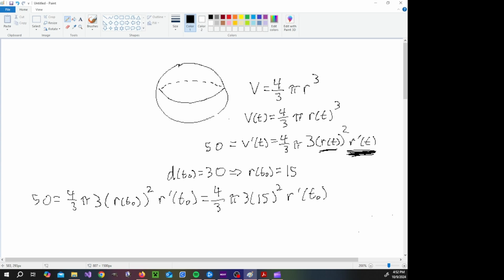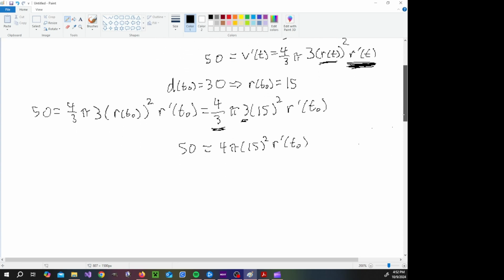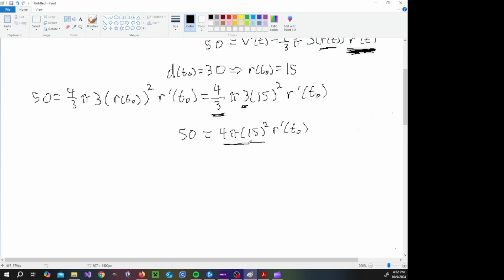Okay, so we're going to divide by 3, right, thanks to this part of the fraction, and then multiply by 3, so those are going to cancel. So we have 4 pi 15 squared r prime of t naught is equal to 50. So really we just want to divide both sides by this chunk. 50 over 4 pi 15 squared is equal to r prime of t naught. And technically, these are all numbers, so in a sense we're done. Yeah, we really do want to know what 15 squared is.